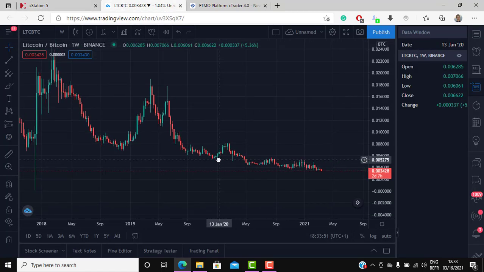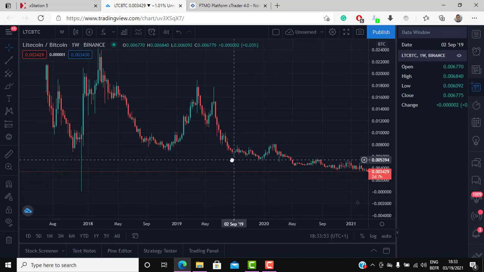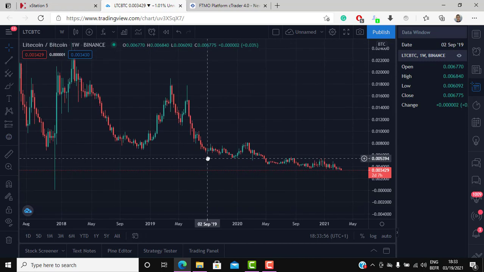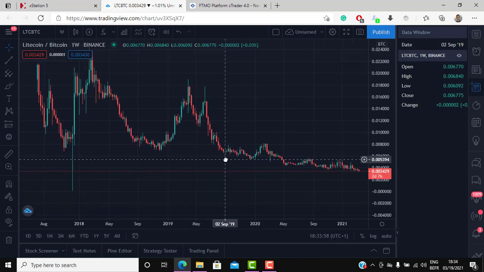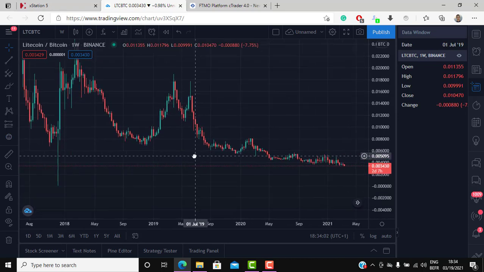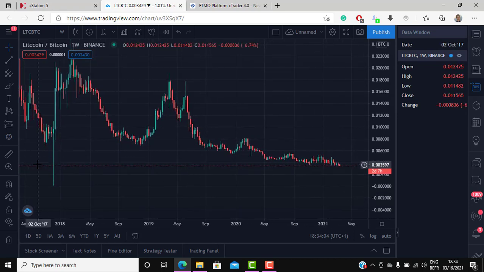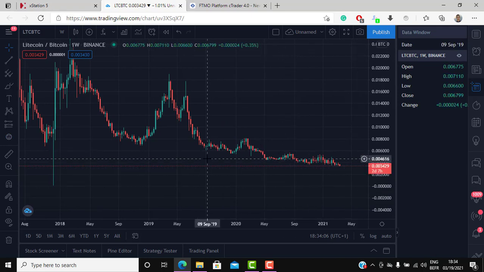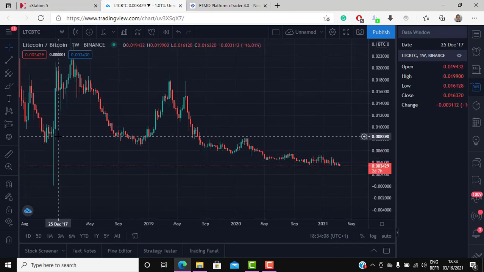Now, another thing to watch for here, we're going to go over to the LTC/BTC, which is the Litecoin to Bitcoin ratio. Something very important to watch. So here we are almost at an all-time low. We're not at an all-time low, but the last time we've been this low was December 2017. So it is a 4-year low.